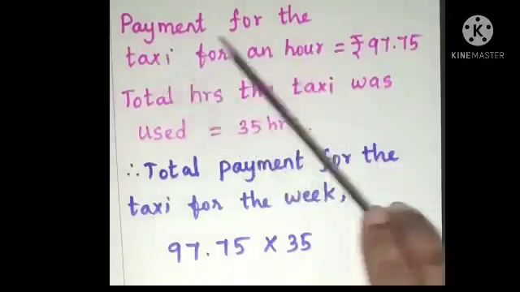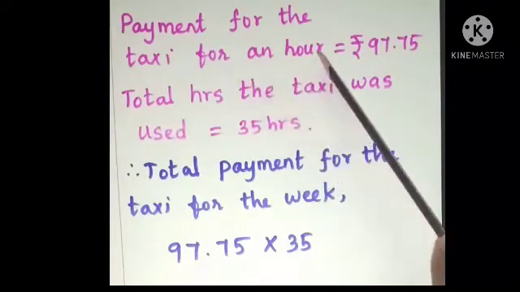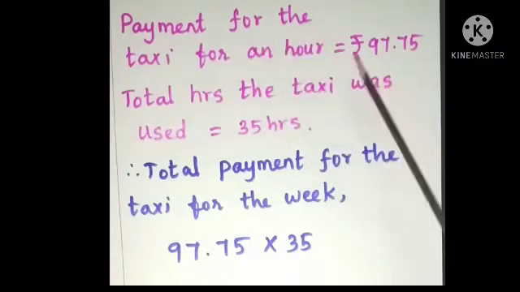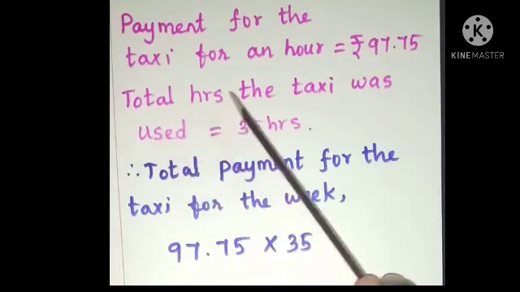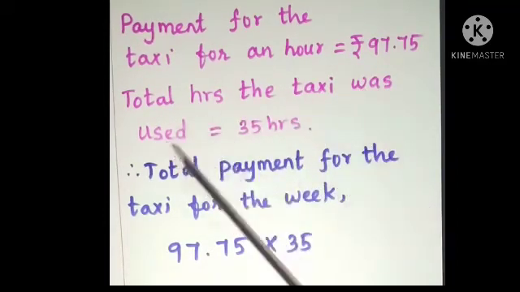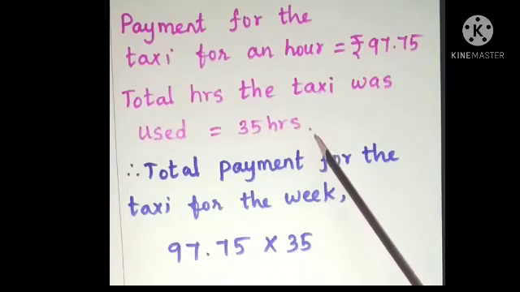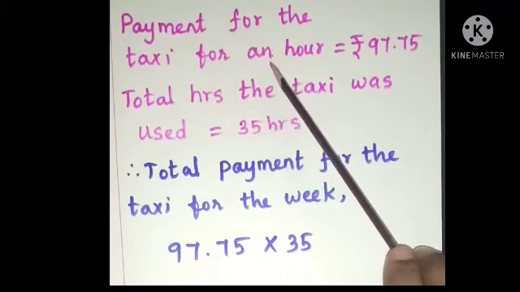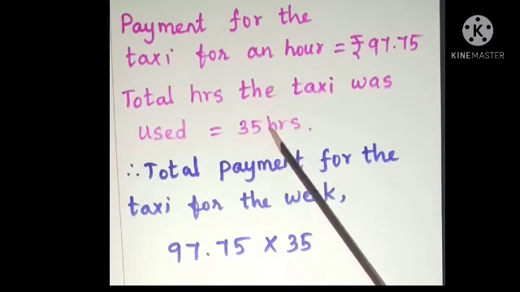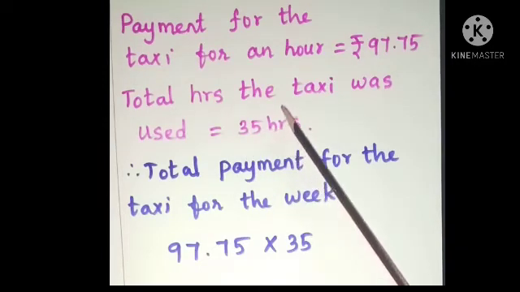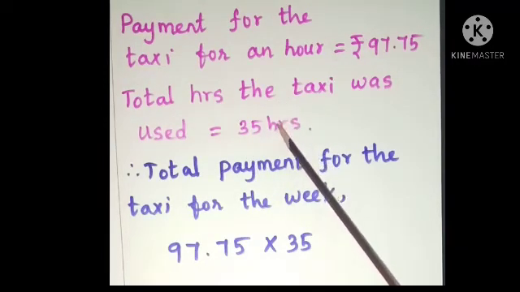Payment for the taxi for 1 hour is rupees 97.75. Total hours the taxi was used is 35 hours. For 1 hour, the payment of the taxi is 97.75. Now, what will be the payment for a week? So, children, for a week.